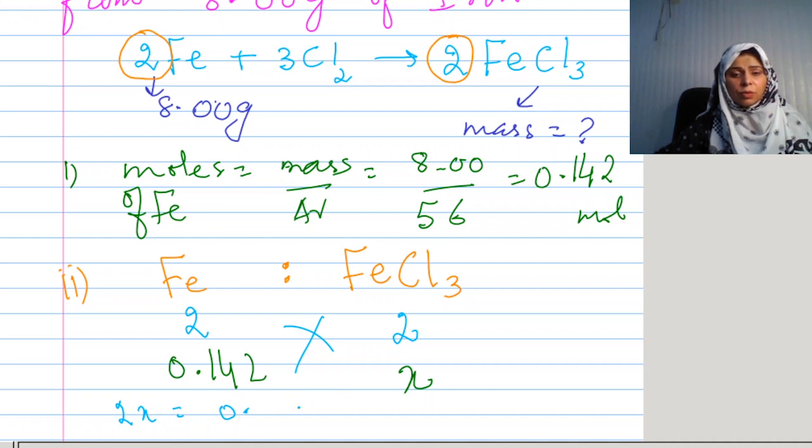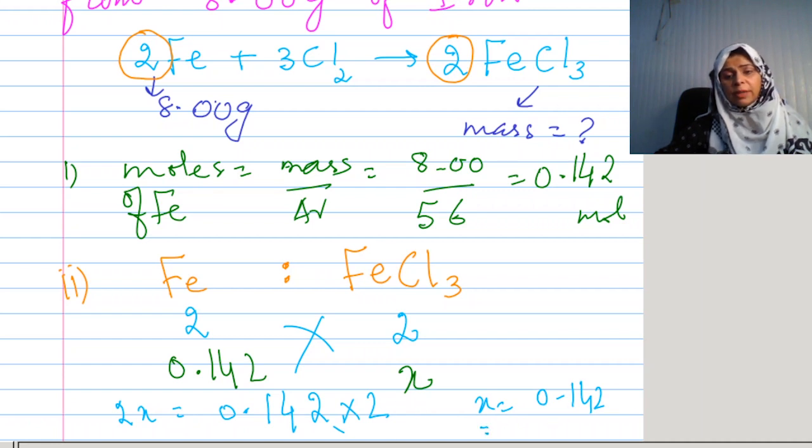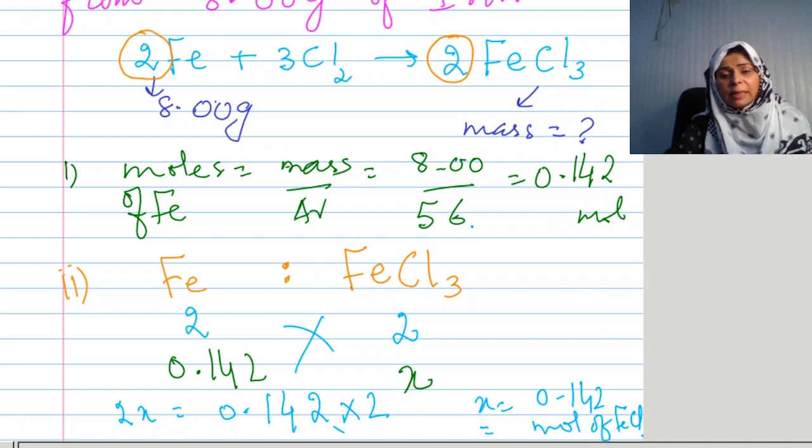Answer is 0.142 multiplied by 2, and x is equal to 0.142 because it will be divided by 2. You will get the answer 0.142 moles of FeCl3. So in the next step, what will we have to do? We have to calculate mass.